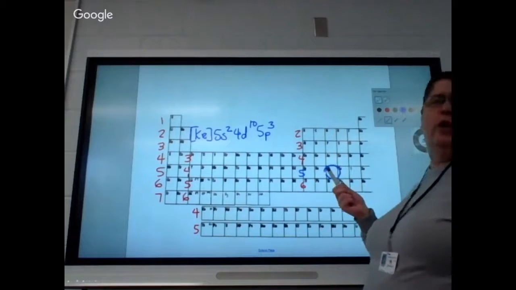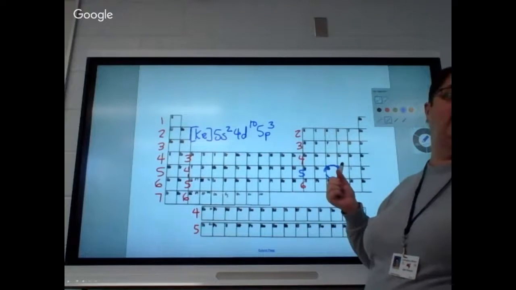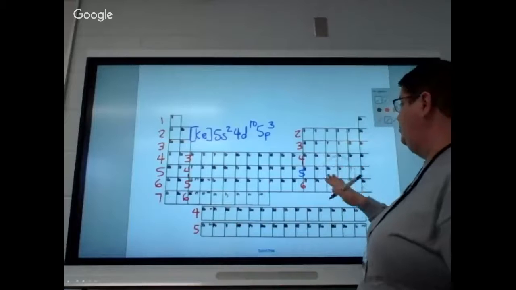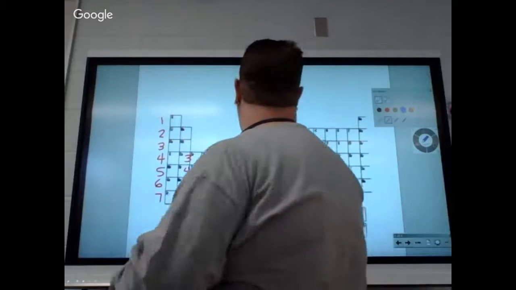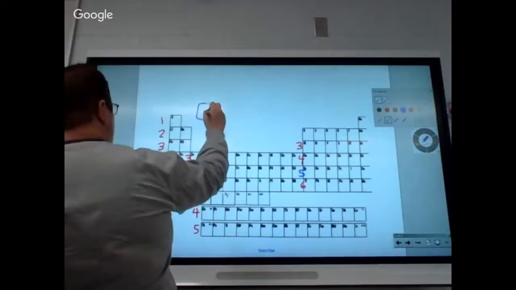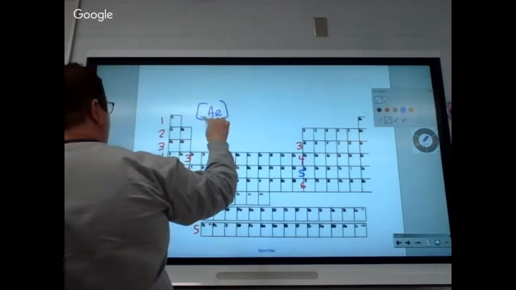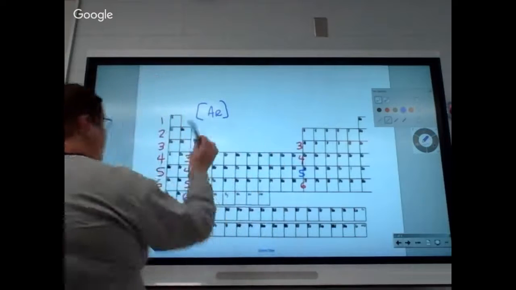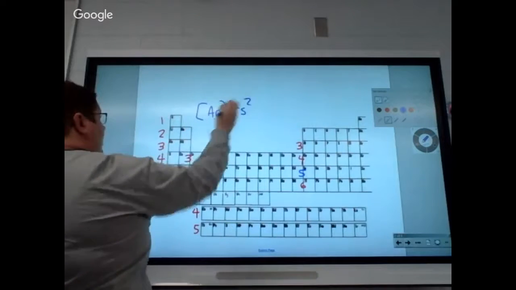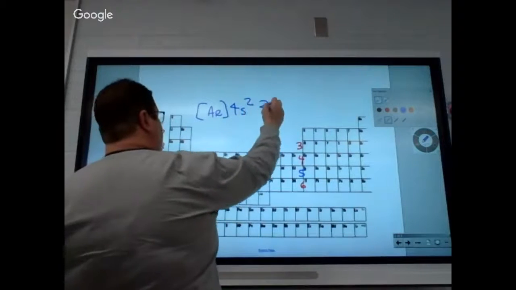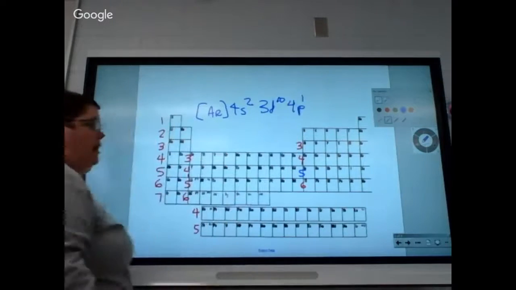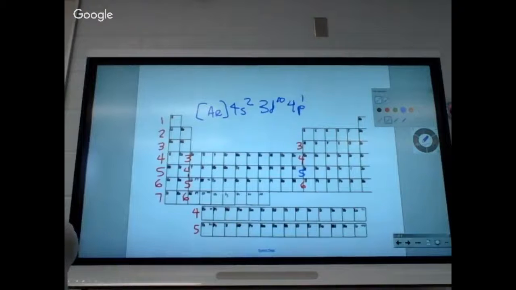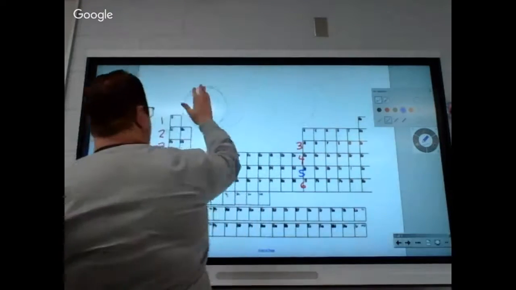So the other one was what? What's the other one I asked y'all to do? So if we do Ga, all right, what noble gas comes before Ga? So right, Ar in brackets. What comes after the Ar? All right, so 4s2. And then what? 3d10. And then what? 4p1. Questions? Yes or no? Fabulous. All right, find your periodic tables.